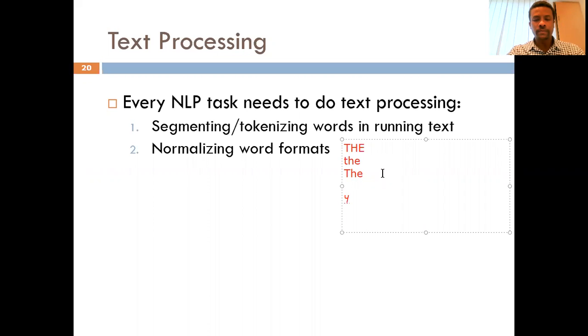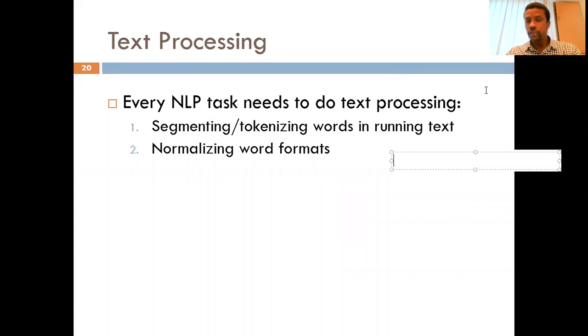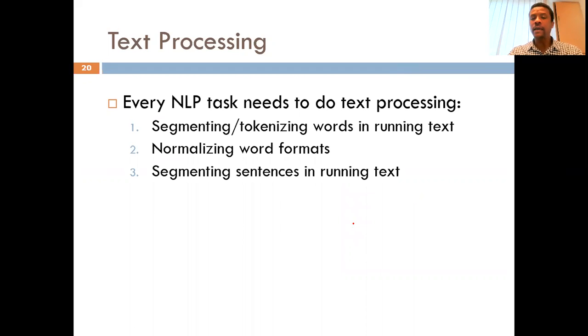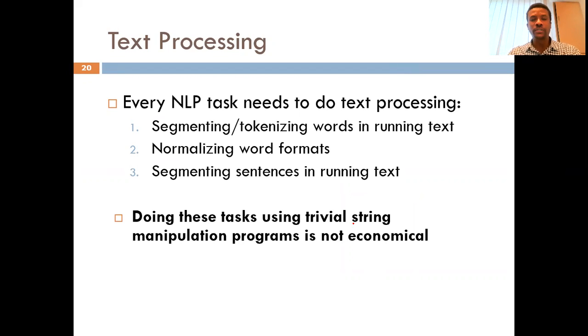What about this? What are the differences between these words? All of them mean nation. So if you don't bring them to the same standard, then your model might not learn as it should. So these are very important things. Normalizing a word format is text pre-processing. Segmenting a sentence in a running text is a challenge. We'll see it later on.